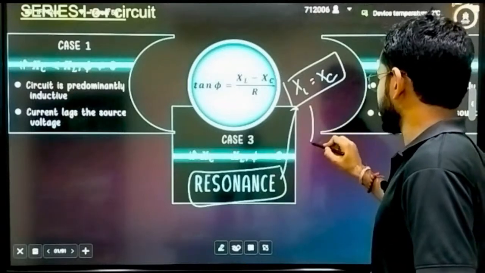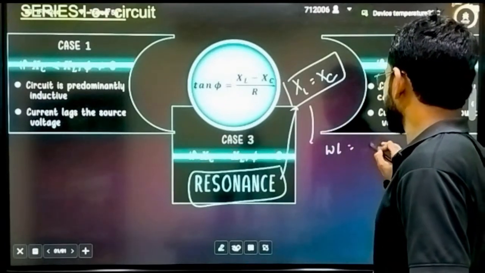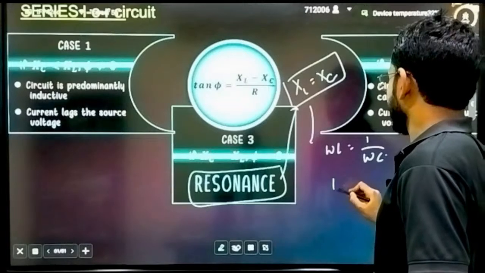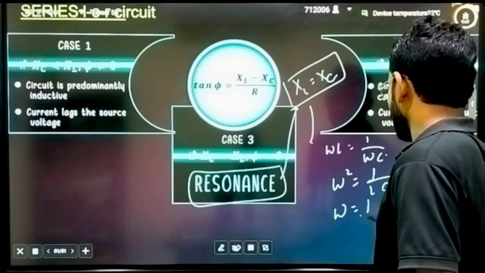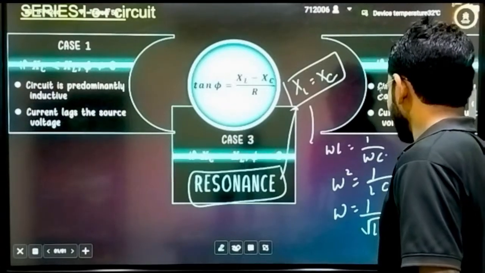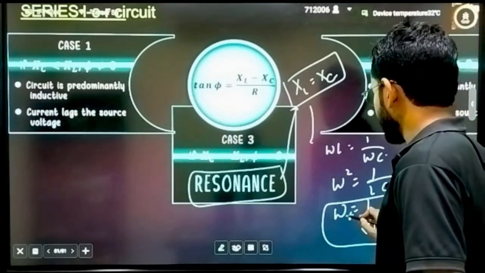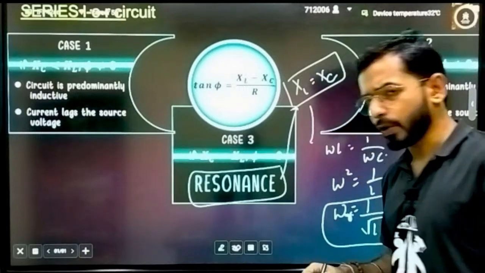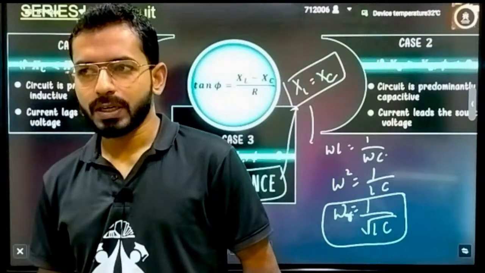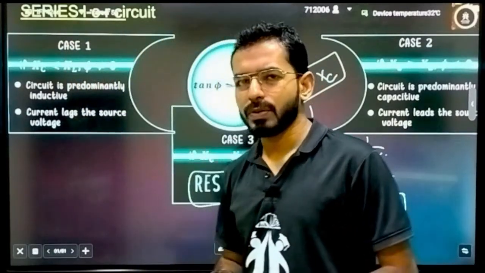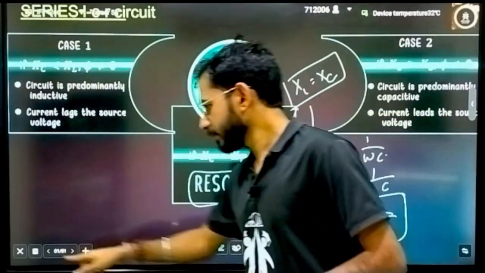How will we calculate it? XL is equal to what? Omega L, and XC is equal to 1 by omega C. That means omega square can be written as 1 by LC, so omega can be written as 1 by root under LC. This frequency is called the resonant frequency. This is one important term that you have to remember: resonant frequency is equal to 1 by root under LC. A lot of times it also comes in units and dimensions as well.